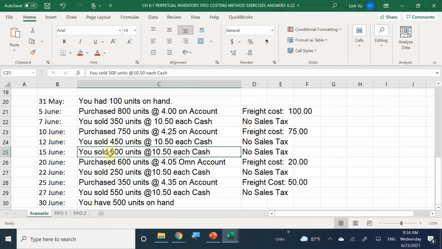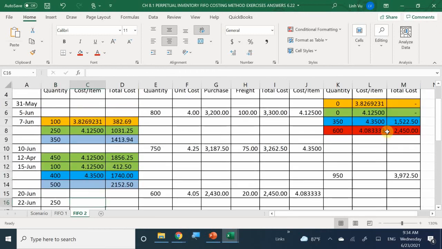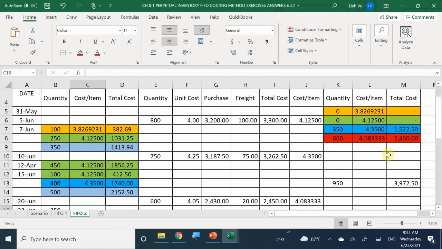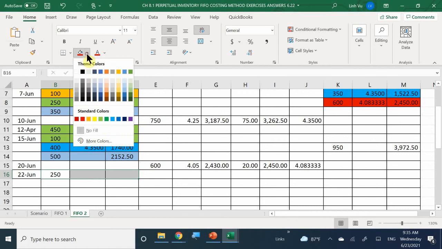So where were we again? We were on the 22nd, I believe. Yes, we sold 250 units at 50 cents each. Okay, so 250 units. Let's take a look at our batches. We have a blue batch for 350. Is that enough to cover? Yes, perfect. So there we go. We're going to be taking out from our blue batch of inventory.